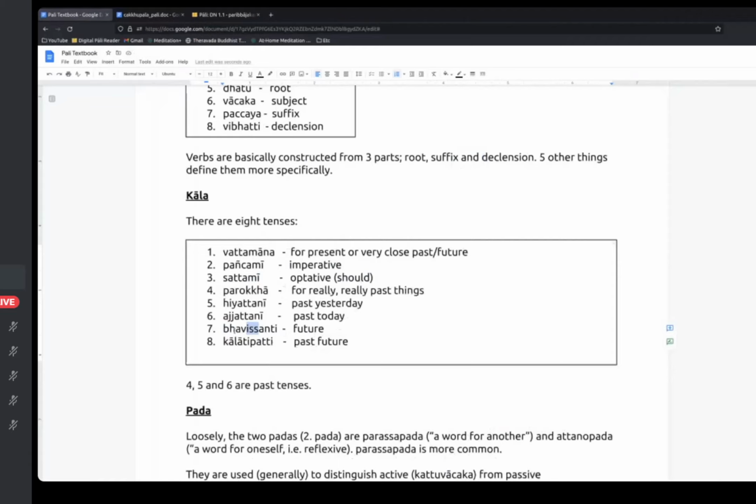It's an easy one to recognize. It's an important one to remember. You see it and you say, that's future. Easy to recognize. Kalatipati is incredibly rare. I don't know if I've ever come across it in the wild.